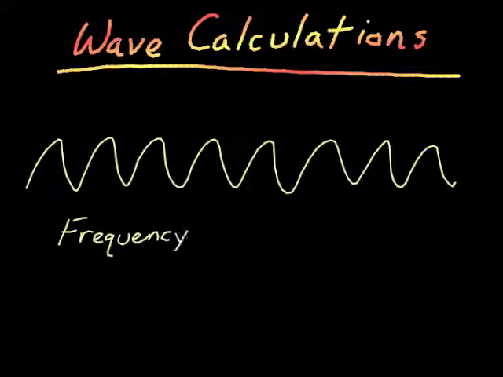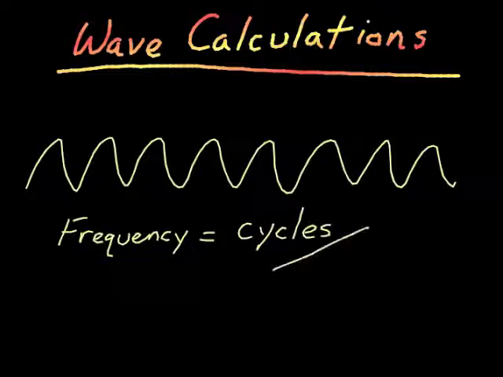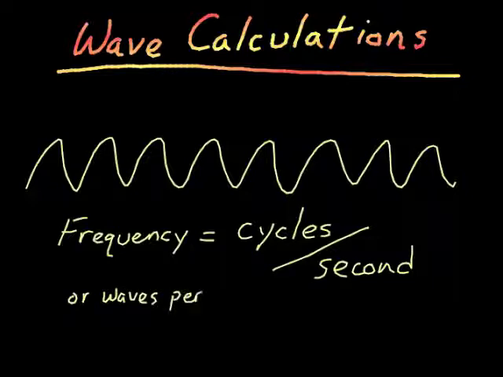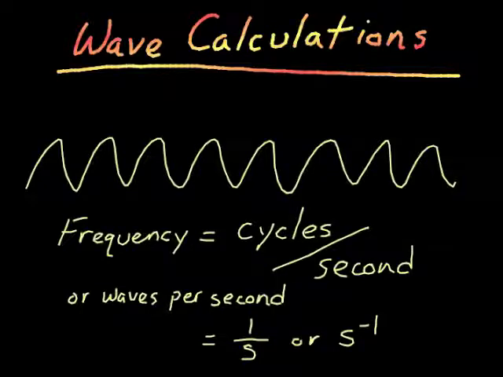So we define frequency as the cycles or ups and downs that go by every second. Cycles per second, we call that. Now, since cycles really aren't a number, it's really just 1 over seconds. So frequency is really 1 over seconds. You can call it waves per second. But there really aren't any units that goes with cycles. So we just call it 1 over seconds, or seconds to the -1 power. And you'll need that to do the calculations.